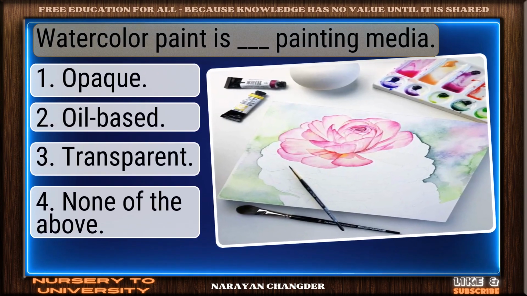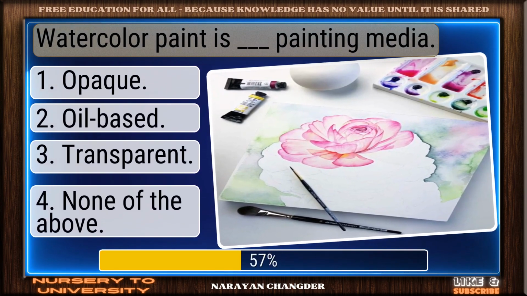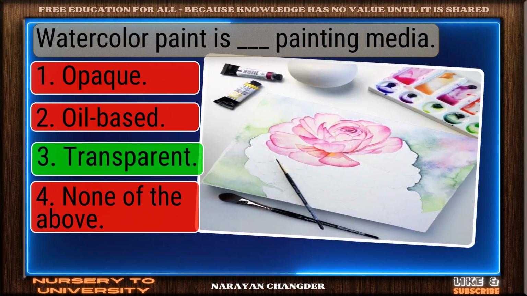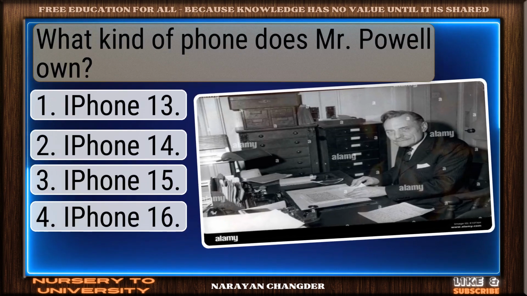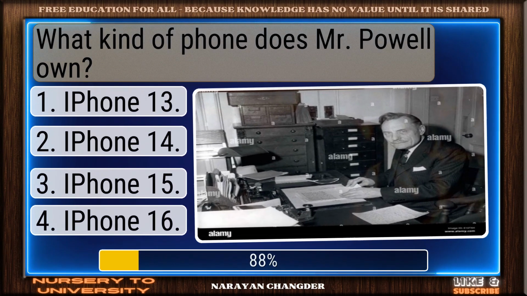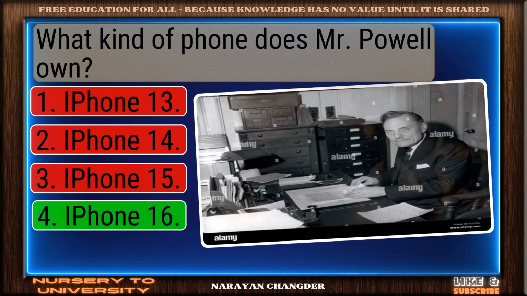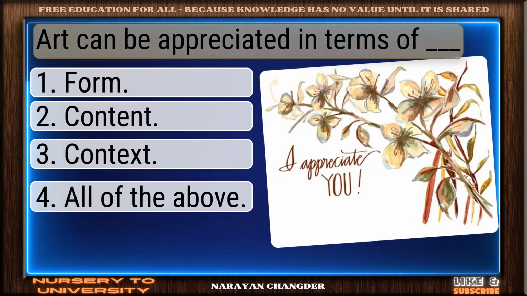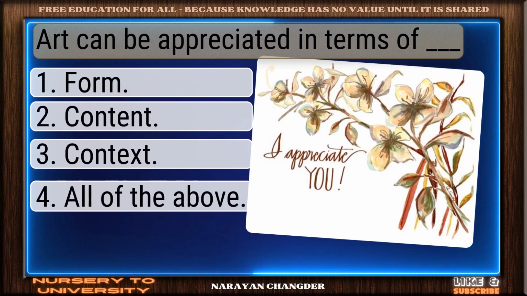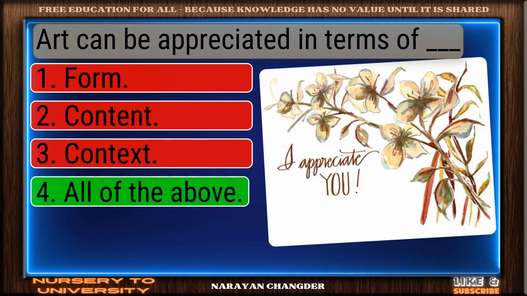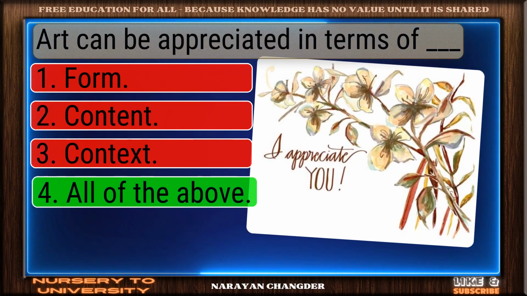Watercolor paint is dash painting media. Good thinking. Transparent is the right answer. What kind of phone does Mr. Powell own? Right choice. iPhone 16 is the best answer. Art can be appreciated in terms of dash. Perfect. All of the above is the correct choice.